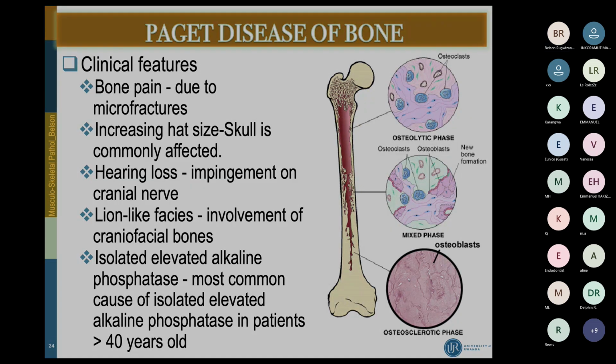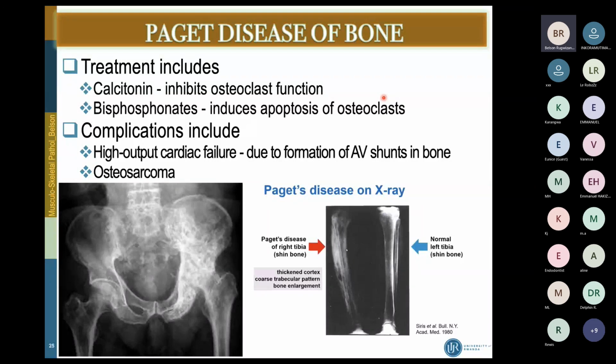So the treatment will include administering calcitonin, which will inhibit osteoclast function. Also giving bisphosphonates, which induce apoptosis of the osteoclasts. I think I did this treatment, the bisphosphonates; we have seen it also in the previous disease. So calcitonin is indicated just in this particular disease of the bone.